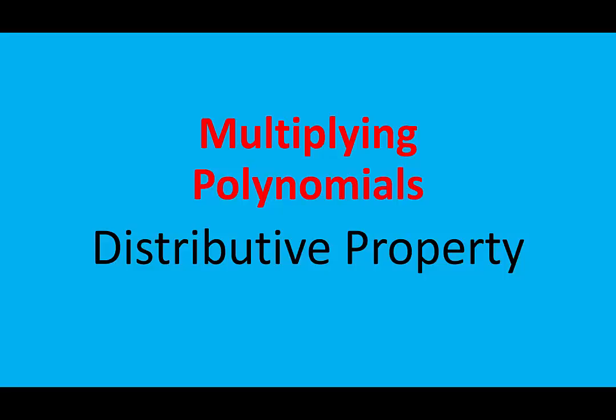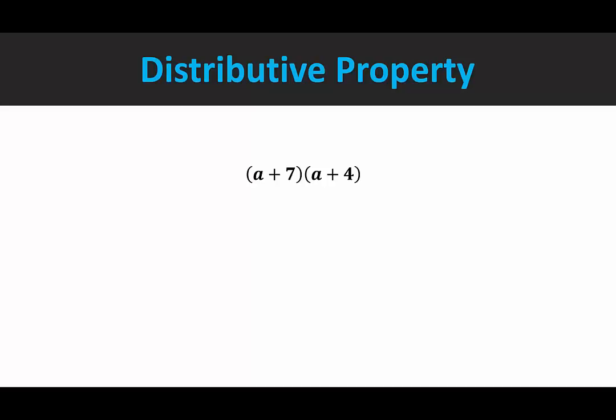Hi there. In this video, we'll look at multiplying polynomials using the distributive property. So here's our first example that we'll do. The distributive property, remember: parentheses, think arrows, multiply. Draw on your set of arrows for the first term to the second polynomial. A times A is A squared. A times 4 is 4A.